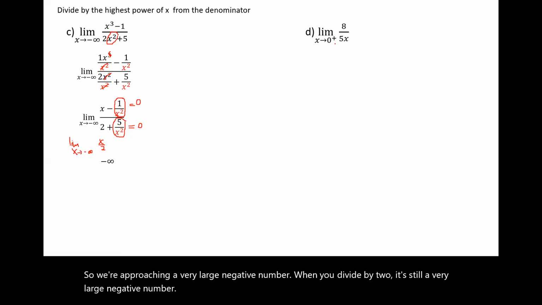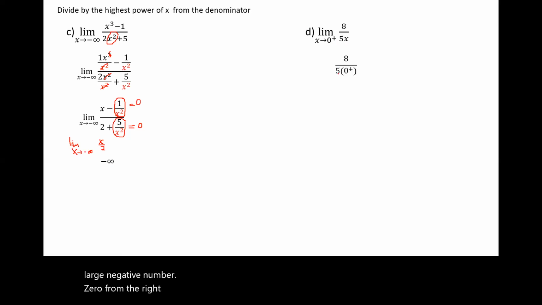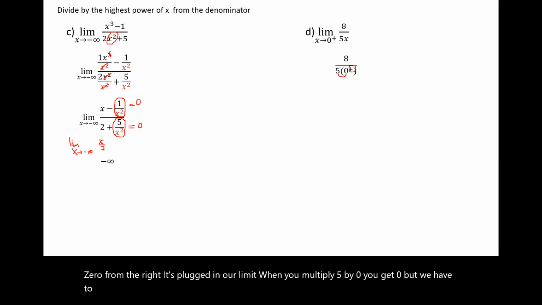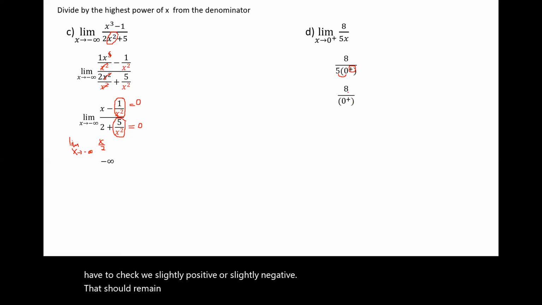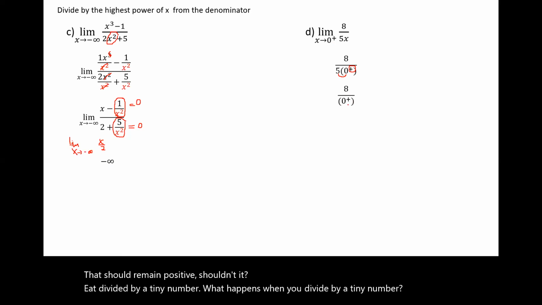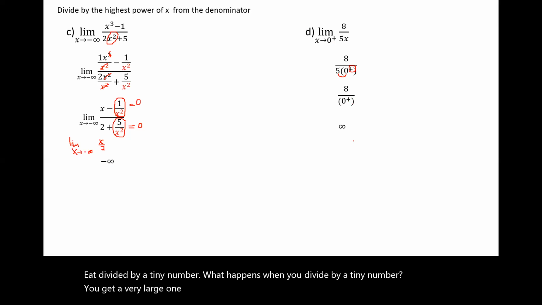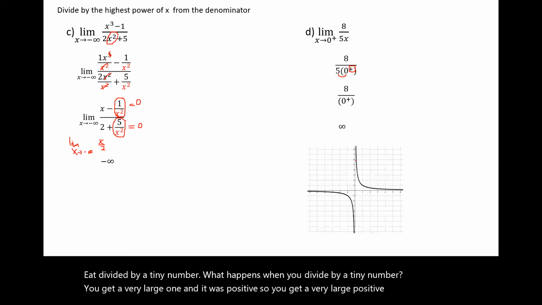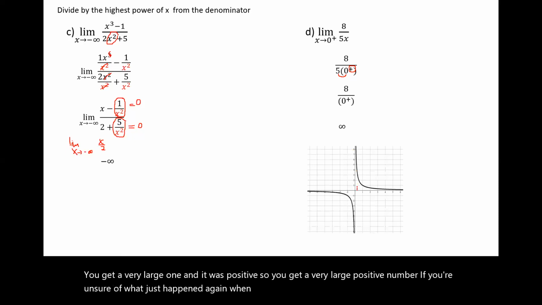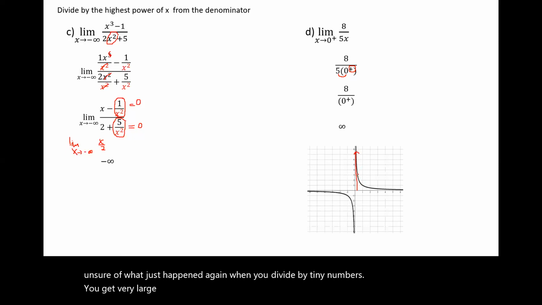Okay. 0 from the right. Let's plug in our limit. When you multiply 5 by 0, you get 0. But we have to check, are we slightly positive or slightly negative? That should remain positive, shouldn't it? 8 divided by a tiny number. What happens when you divide by a tiny number? You get a very large one, and it was positive, so you get a very large positive number. If you're unsure of what just happened again, when you divide by tiny numbers, you get very large numbers. So as the limit goes up here, getting closer and closer to 0 from the right-hand side, we're going to infinity.